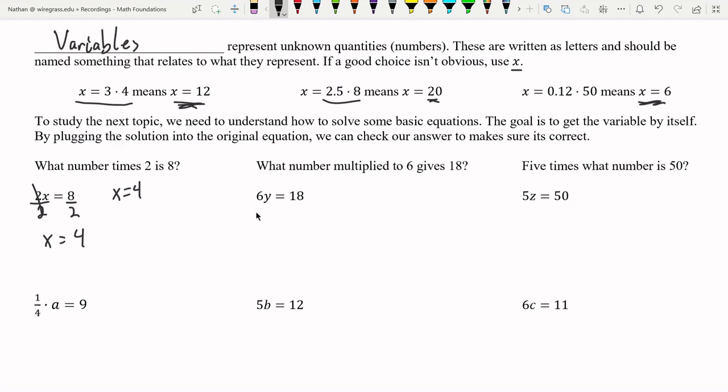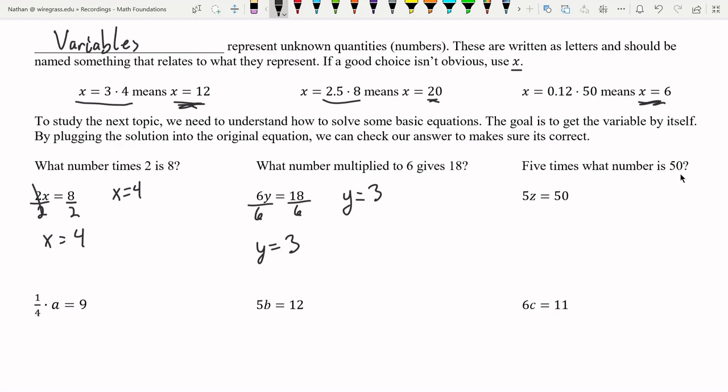What number times 6 gives you 18? Well, that has to be 3. 3 times 6 is 18. Also, I can divide by 6. 18 divided by 6 is 3. So yes, that checks out.